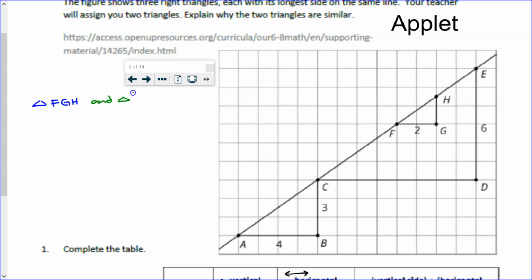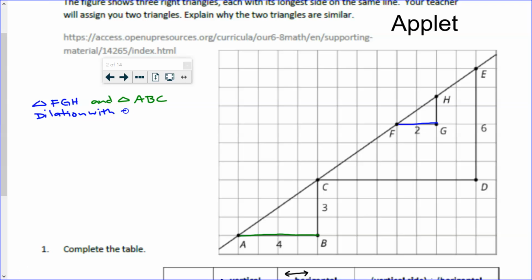Okay, good. So you're noticing that they're dilations of each other if you're recognizing that scale factor. So triangle FGH and triangle ABC. You can see we have a side length here of 2, a side length here of 2, and the corresponding side length is 4. And how does the 2 change to a 4? We're doubling it. So here we discovered that this is a dilation with scale factor 2.